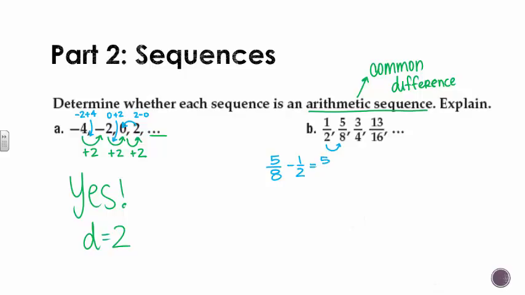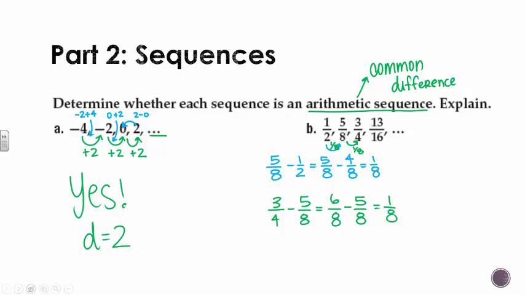Now remember, in order to add or subtract fractions, you have to have a common denominator. So 1/2 is the same thing as 4/8. So this right here, I end up with 1/8. So this difference here is 1/8. Now let's do the next one, 3/4 minus 5/8. Let's see what we get out. So again, common denominators. I'm going to turn this into 6/8. So I end up with 1/8 again. Awesome. Check it for every single one.